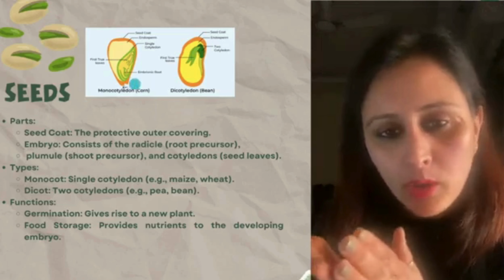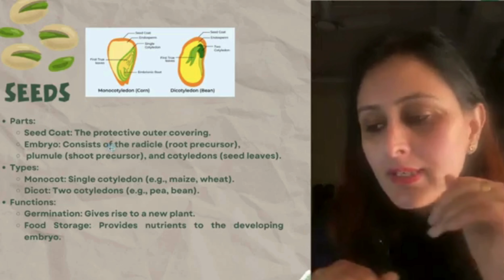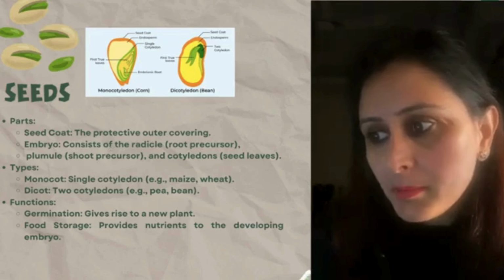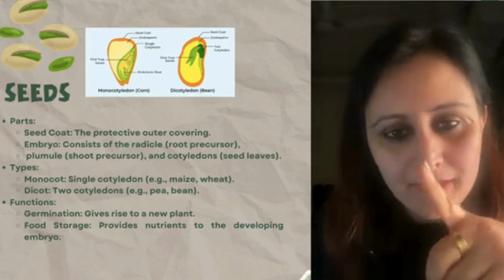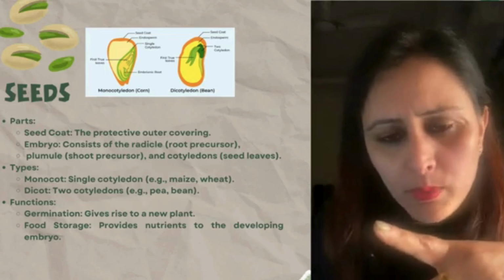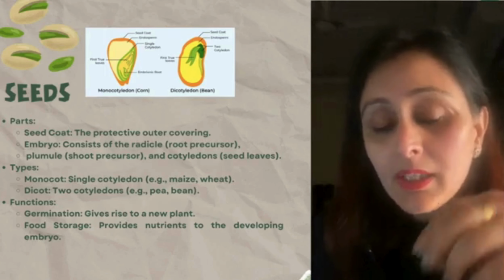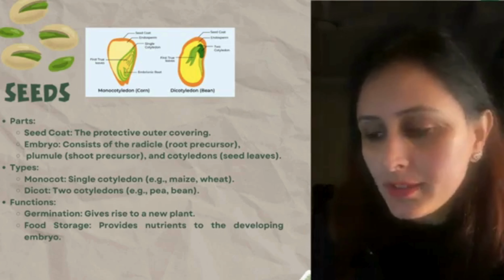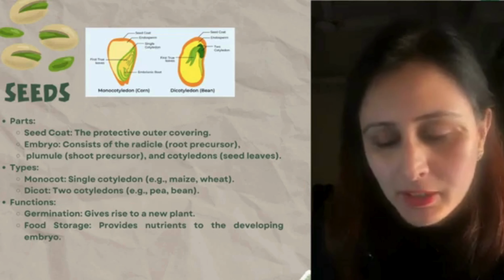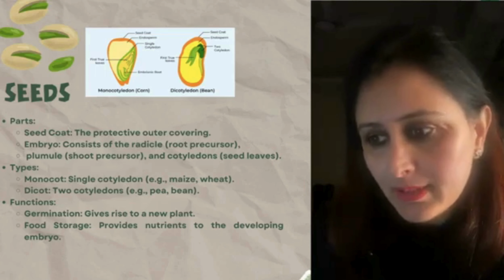Now the types: there are 2 types of cotyledons. Single cotyledon, that is the monocot, as you can see here in the picture. It is just the single cotyledon, which is seen in maize and wheat and so on, right? Dicots means 2 cotyledons are present, like this. Clearly we can see it here in the picture. The 2 cotyledons are present, right?